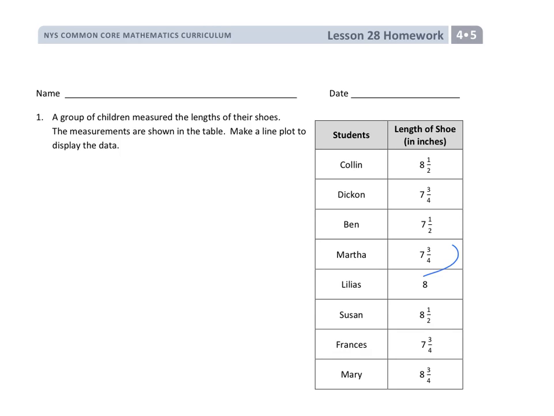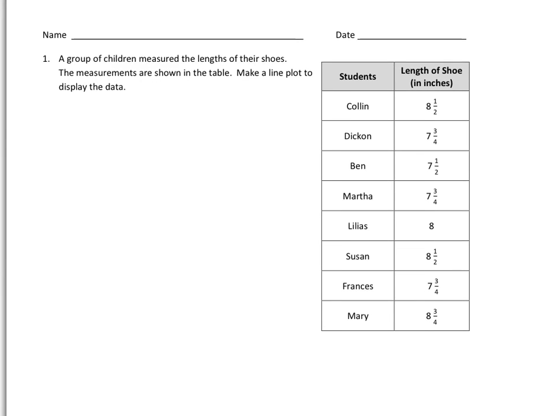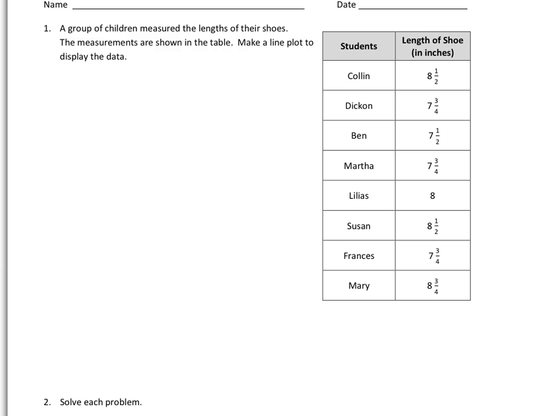Martha is 7 3/4. I'm making a line plot. So the first thing that you need to figure out for the line plot is what is the largest number in the set and what's the smallest. So first locate those two things so we know what to make our data set. So you should have found that 8 3/4 is the largest and 7 1/2 is the smallest.